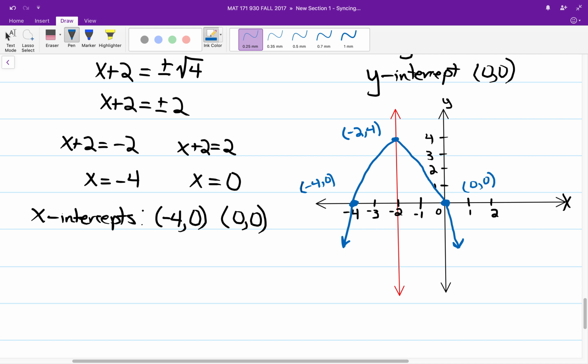And so we have the graph of this function, g of x, which is equal to the negative of the square of x plus 2, followed by the addition of 4.